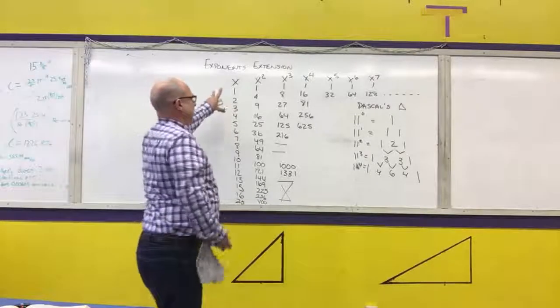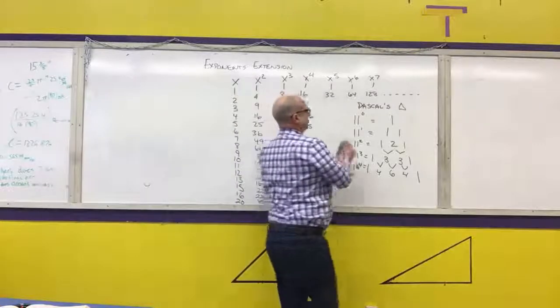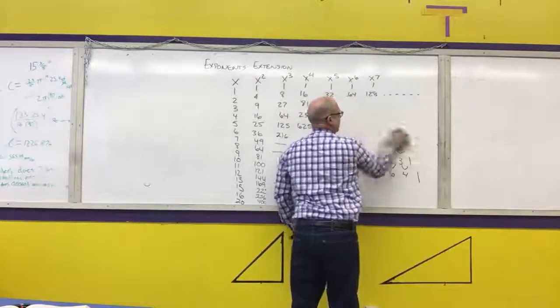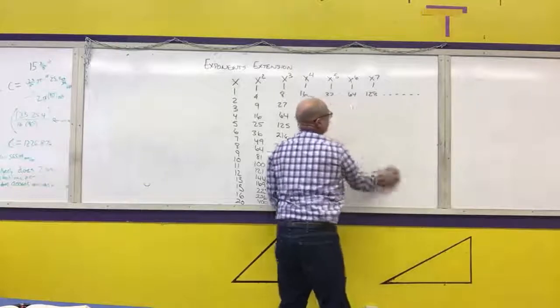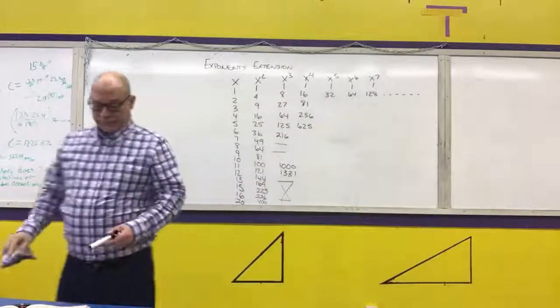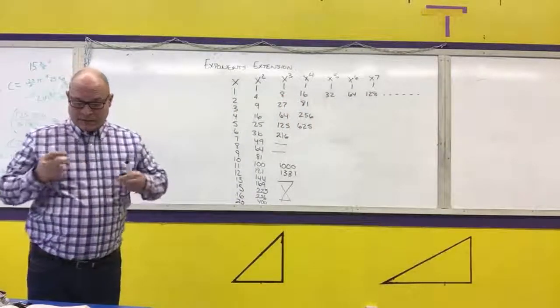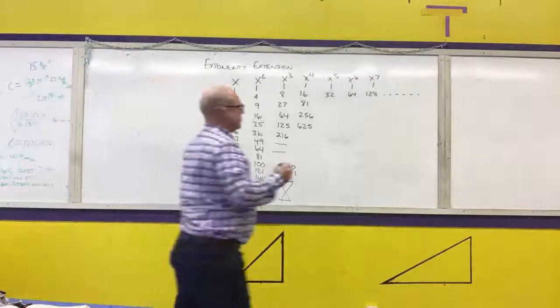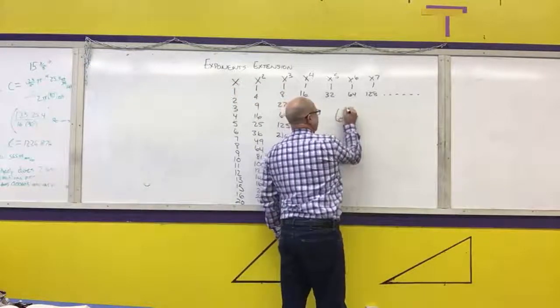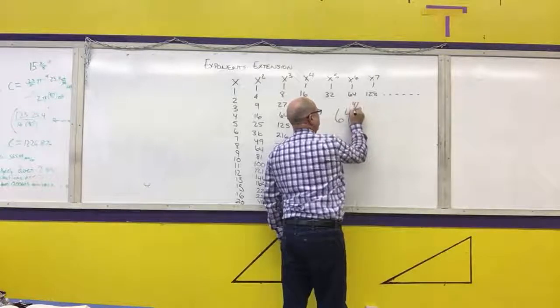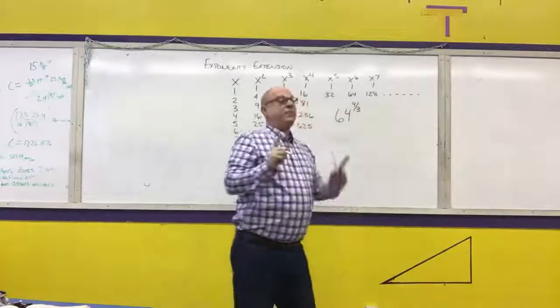So I'm going to erase Pascal's triangle. I'm going to leave these numbers on the board, and I'm going to work through some example type problems, and then get you set up on your homework. So first example would be 64 to the 4/3. Actually, I'm going to help you guys out here.